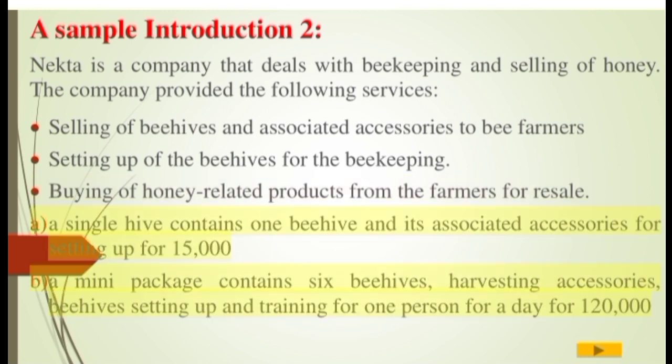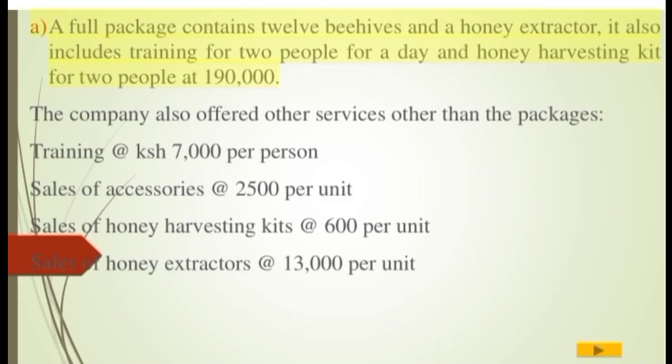A single hive contains 1 beehive and its associated accessories for setting up for 15,000 bees. A mini package contains 6 beehives, harvesting accessories, beehive setting up and training for 1 person for a day for 120,000. A full package contains 12 beehives and a honey extractor. It also includes training for 2 people for a day and a honey harvesting kit for 2 people at 190,000.